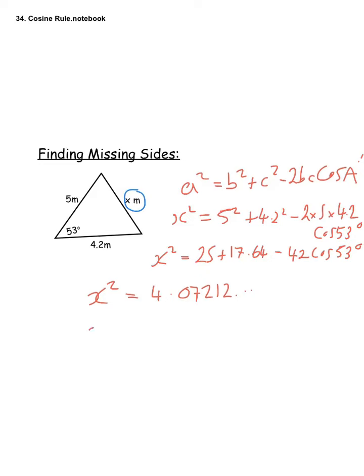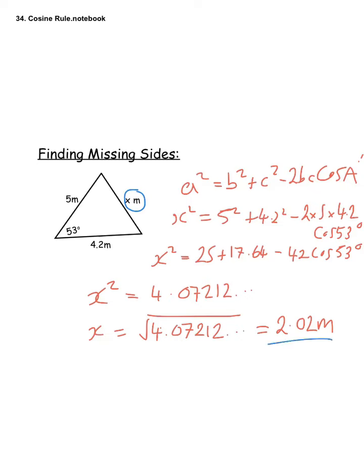To get x, our value for our side length, what we need to do is square root that value. If you square root it on your calculator, you get 2.02 meters as a final answer.